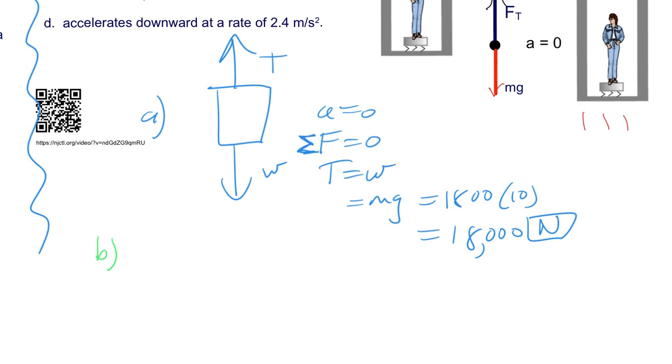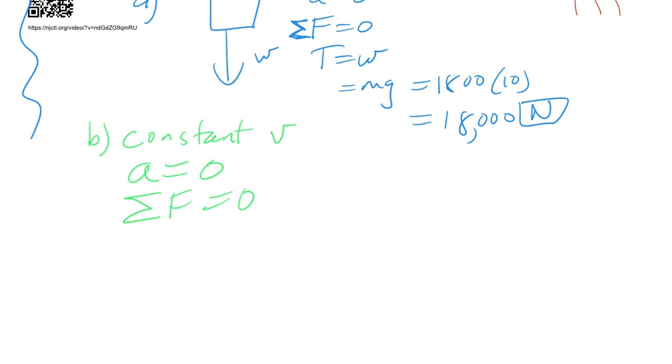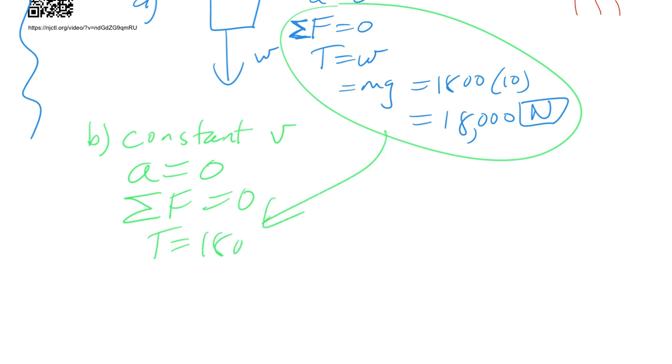Moves at constant speed downward. Now, I don't care if it moves downward or upward at constant speed. The point is, it's moving at constant speed. If you're going constant speed, what's your acceleration? It doesn't exist. So what's your net force according to the second law of motion? ma, and a is 0. So there's no difference. Same thing applies, tension is 18,000 newtons.